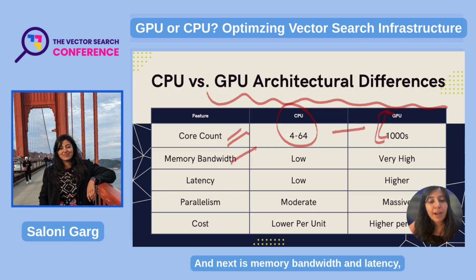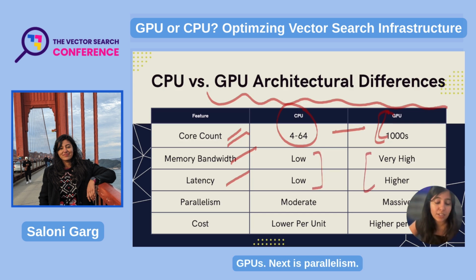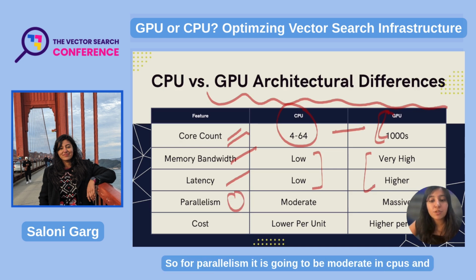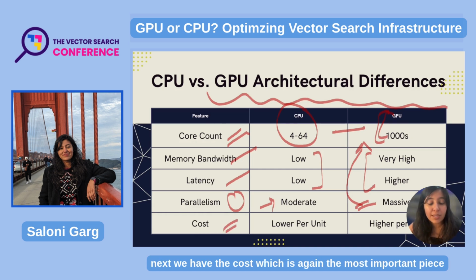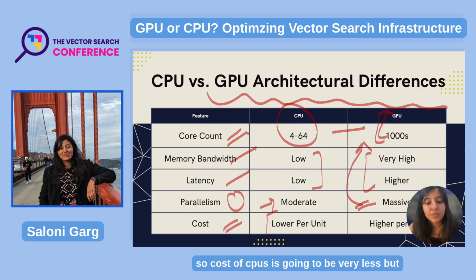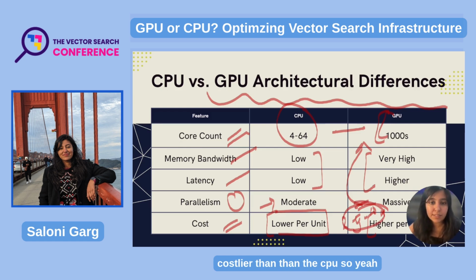And next is memory bandwidth and latency, which are going to be low in CPUs and very high in GPUs. Next is parallelism. For parallelism, it is going to be moderate in CPUs and massive in GPUs, which is possible because of the high number of cores and the architecture of GPU as well. Next, we have the cost, which is again the most important piece. The cost of CPUs is going to be very low, but GPUs are going to be 2 to 5 to 10 times costlier than the CPU.